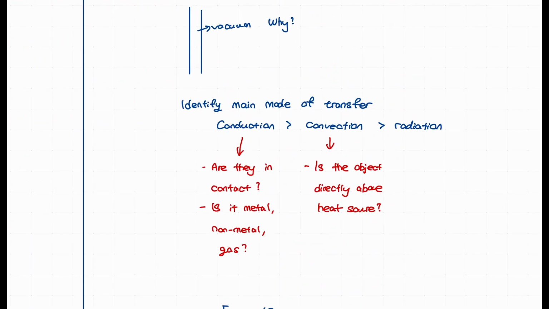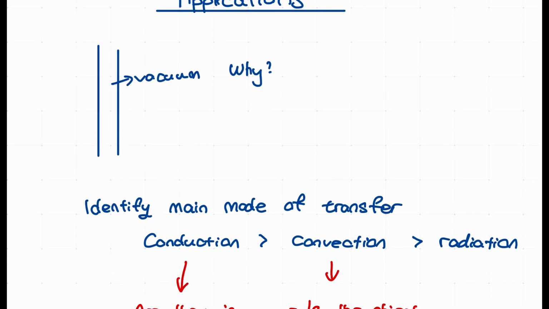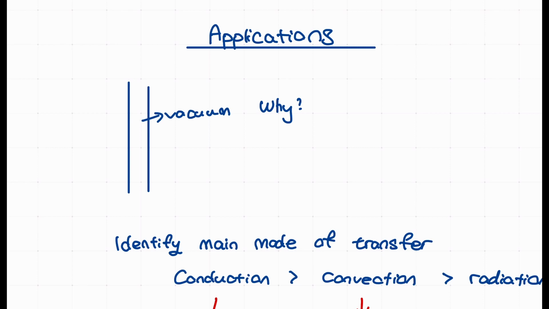You also need to know the applications of the three main modes of transfer. One common example will be, for example, this is the wall of a thermal flask, and inside is actually vacuum. They will ask you why is it vacuum? Now we know that conduction requires a medium. By having a vacuum, it reduces the rate of conduction. So an object that's inside it will heat up or cool down slower.